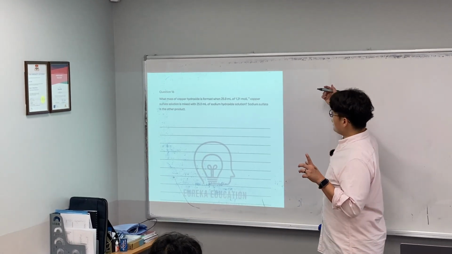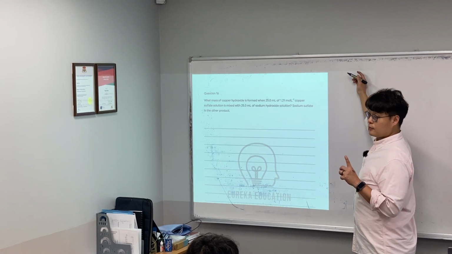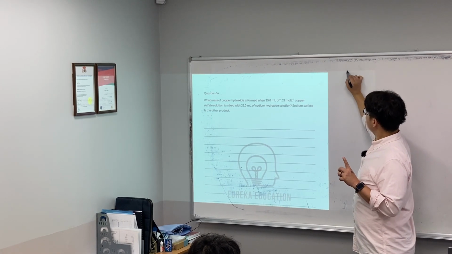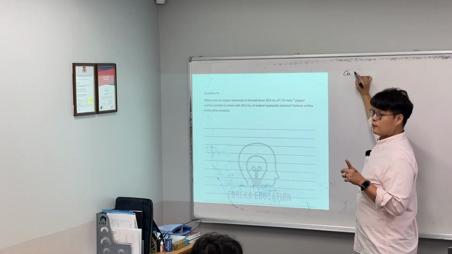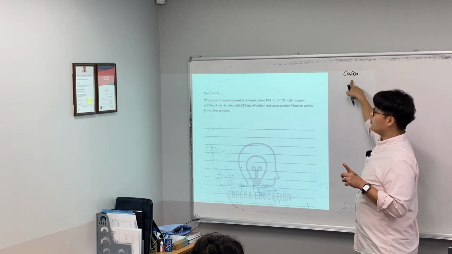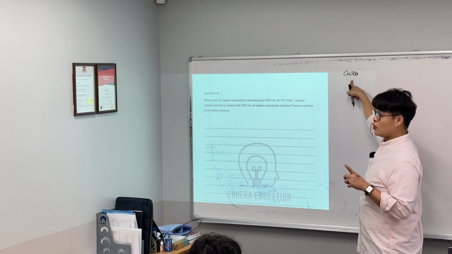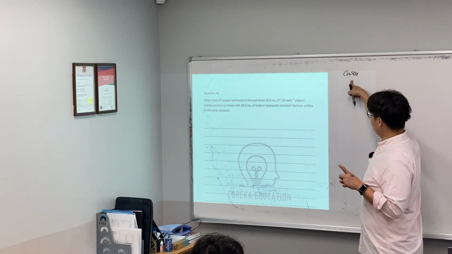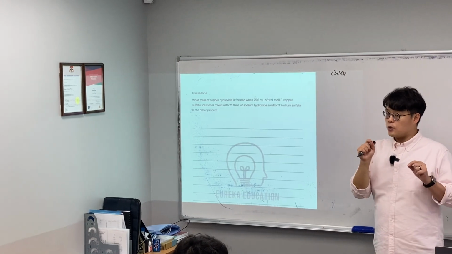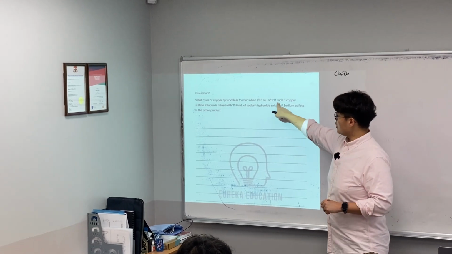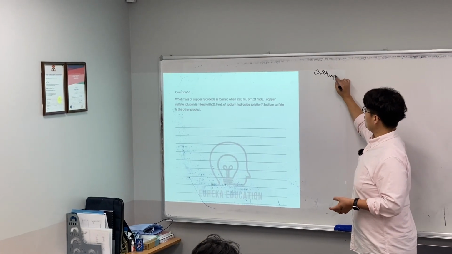How do we write it down? Copper 2 sulfate: Cu, sulfate SO4, with a 2 charge. And the state. It'll be aqueous. How do we know it's aqueous? Because we're given the concentration and volume. That's a solution, so we have to write AQ.